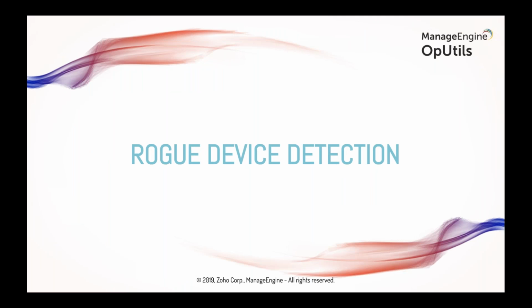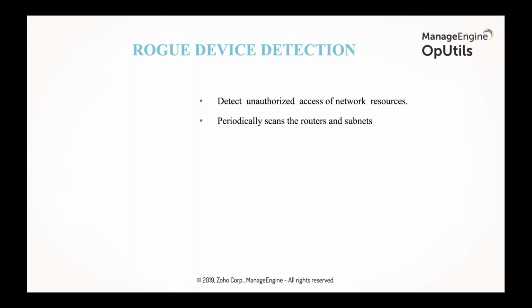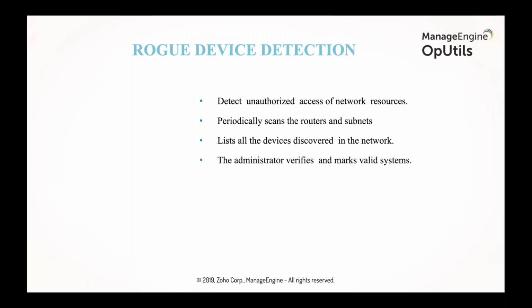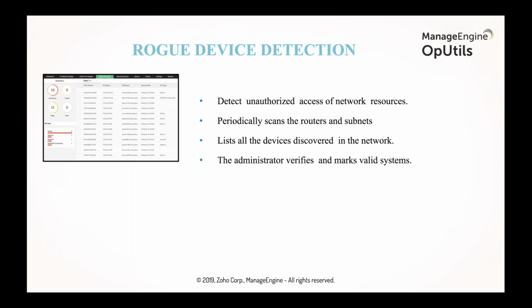So next we have one of the interesting features from OpUtils, that is rogue device detection. There can be scenarios where devices which are not authorized in your network might be present, and a user won't be able to keep track of them while following a spreadsheet or with manual effort. So what rogue detection will do is scan your subnet and help you identify the rogue devices and keep your network safer than it ever was.